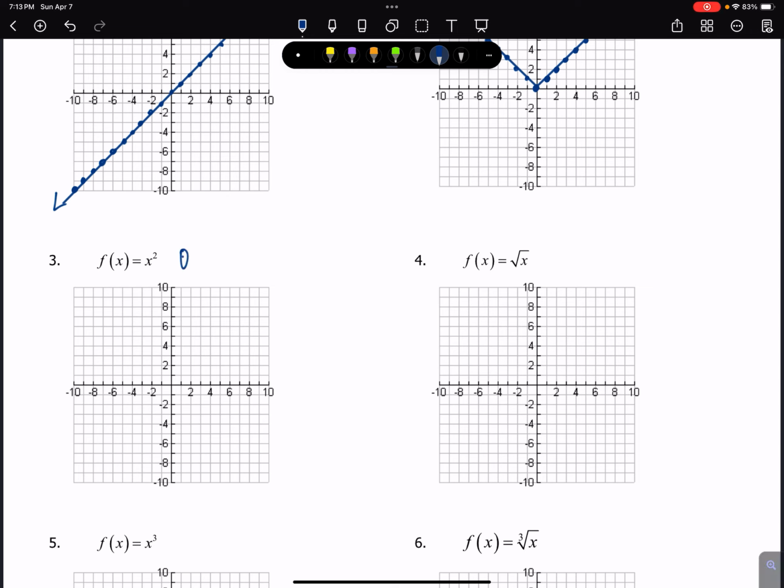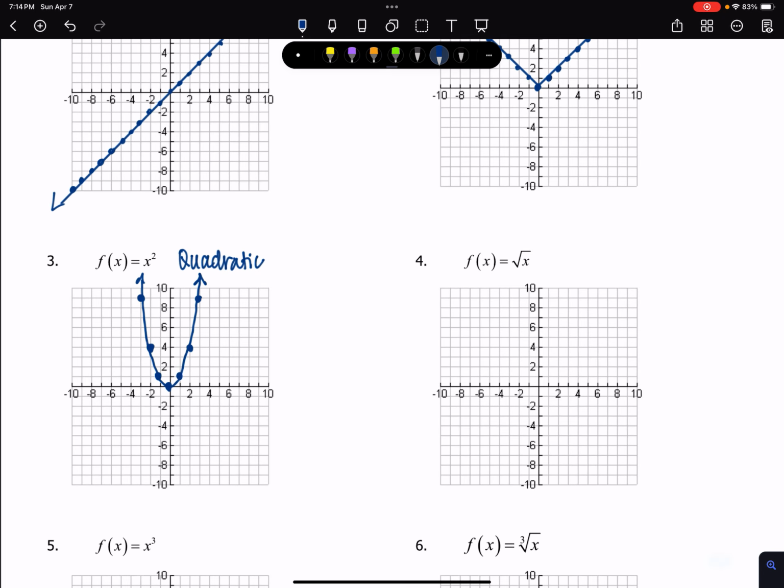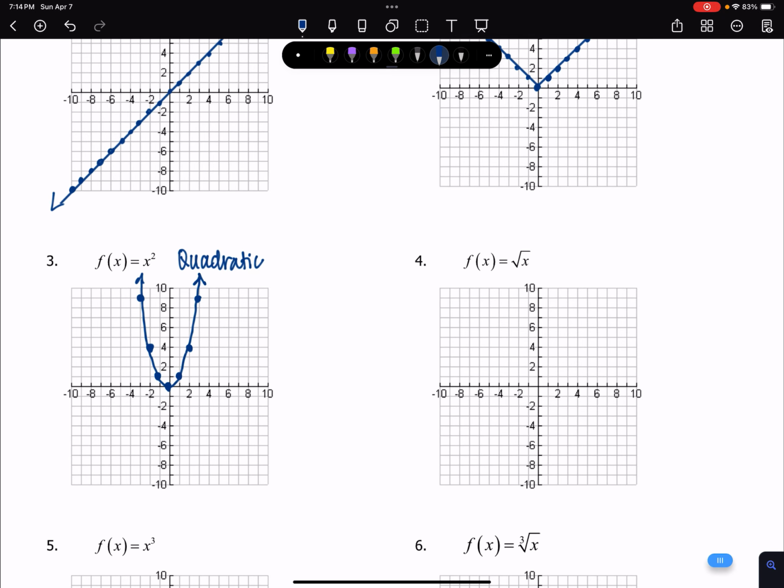Number 3 is a quadratic function. When you put a -3 in, you get a 9 out. When you put a -2 in, you get a 4 out. When you put a -1 in, you get a 1 out. 0 squared is 0. 1 squared is 1. 2 squared is 4. And 3 squared is 9. This forms a nice curve. It has an infinite number of points that make its graph. However, there are 7 lattice points that we can see.